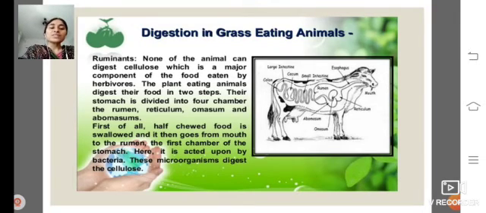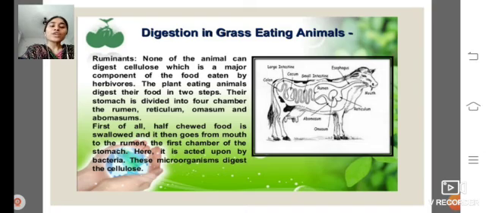In this slide, we will see digestion in grass-eating animals. Children, you might have observed animals such as cow, buffalo, goat. They don't have anything in their mouth, but still they are chewing something. Why do they do that? Because the food which they consume is rich in cellulose, and for that, digestion needs to be done nicely. These animals' stomach is divided into four chambers: rumen, reticulum, omasum and abomasum.